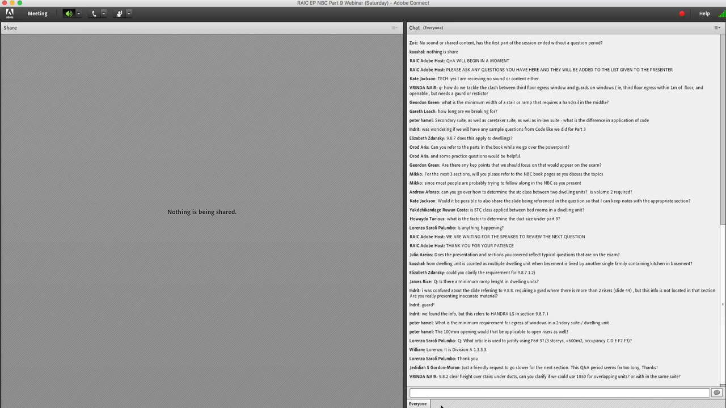There was another question on STC: is STC class applied between bedrooms in a dwelling unit? No, there is no sound transmission class required within the same dwelling unit. You could apply it as a design feature to provide a buffer between your rooms, but it's not a requirement.